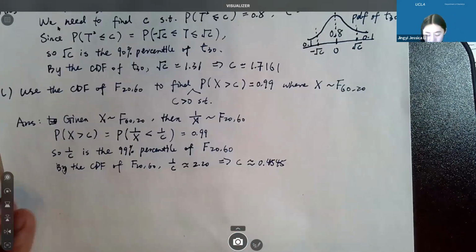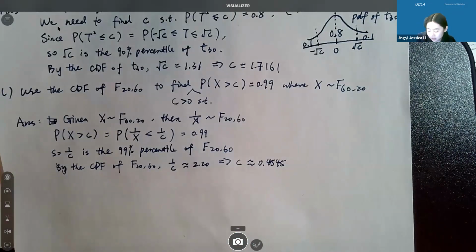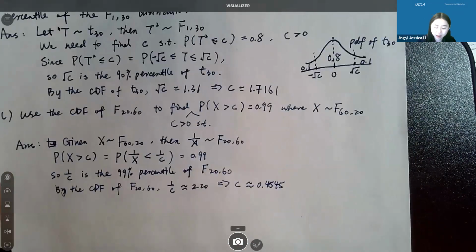So this practice is about that important property that the inverse of an F distributed random variable follows another F distribution. You just need to swap the two degrees of freedom. That's it. Okay, so this concludes our introduction for all these distributions that were derived from normal distributions, including the chi-square distribution, T distribution, and F distribution.